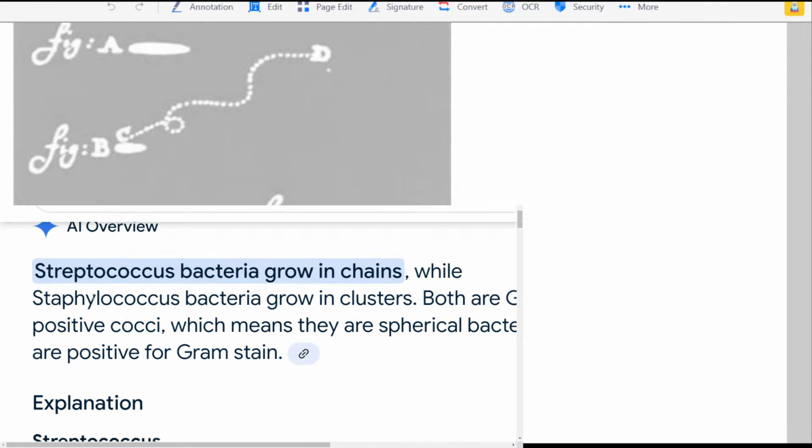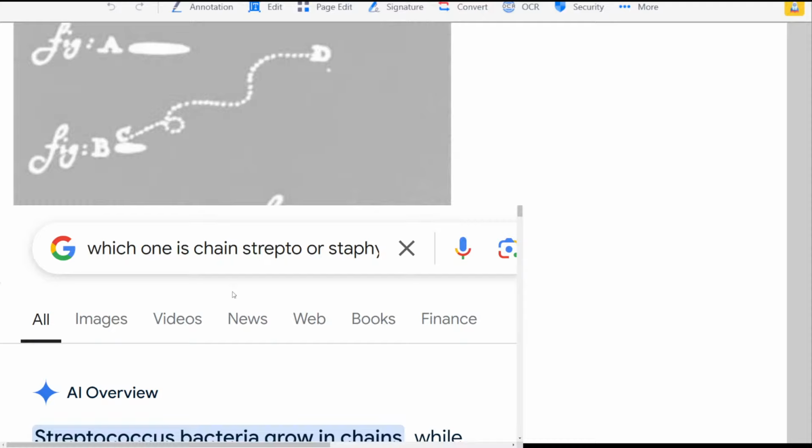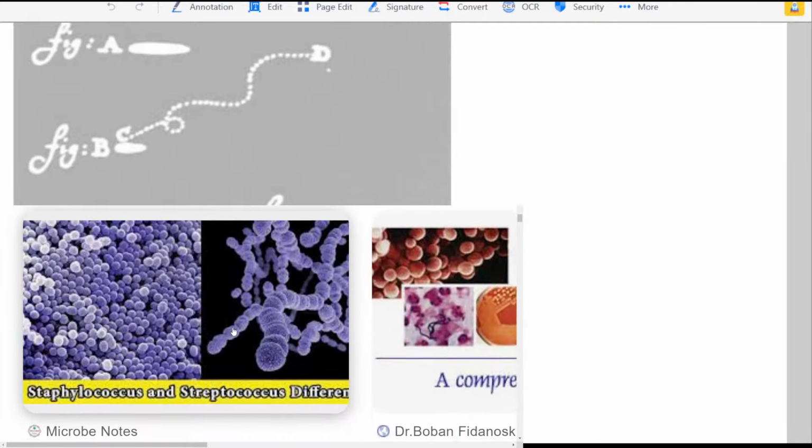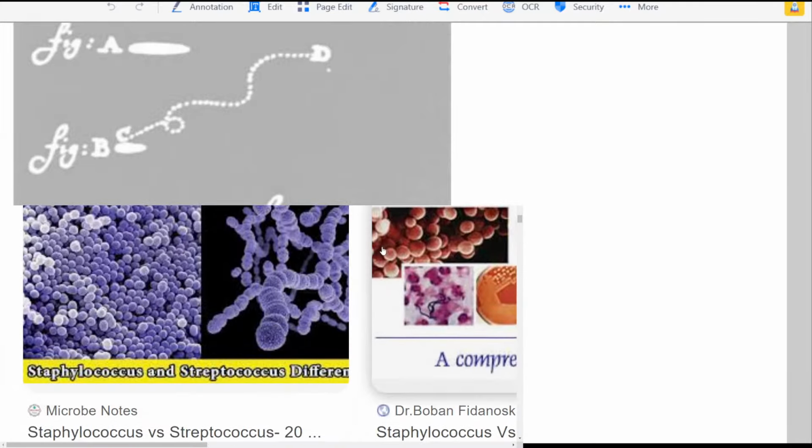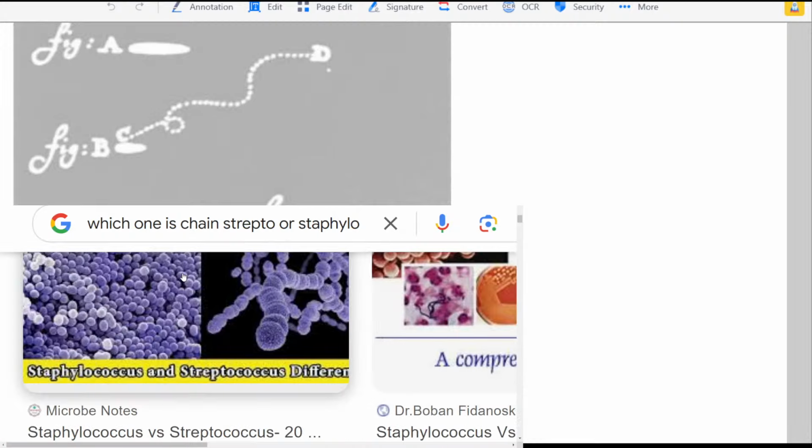Right. What? I was wrong? See, that's why I'm saying I'm mixing them up. Strepto is the chain one and staphylo is the cluster one. Let's see the diagrams. Even though I know it, you guys can see it. Like these are the chains and these are the clusters.